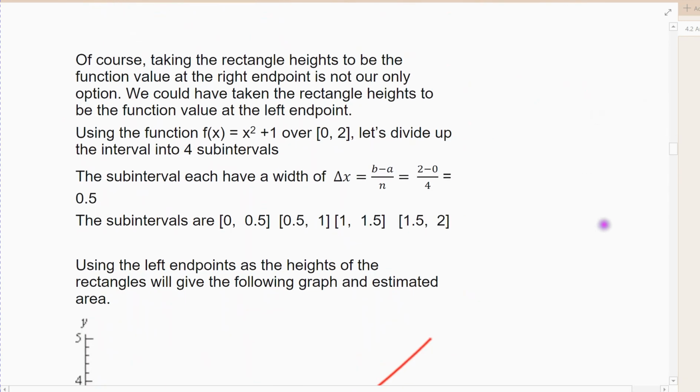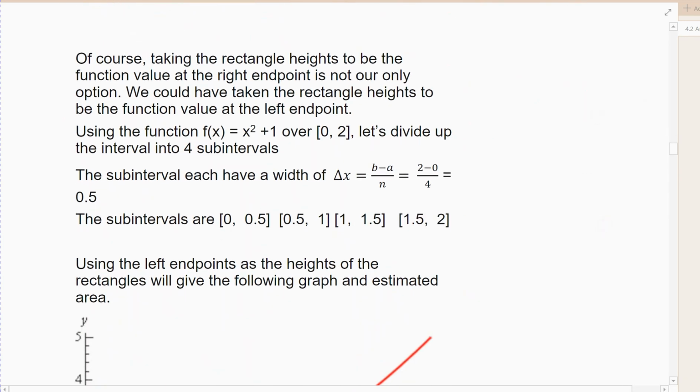Alright, so again, taking right endpoints, the function value is not our only option. The book covers this right now. Later on in 4.7 we'll cover the other one. So the left, now looking at the other side. If we take the rectangle heights instead from the right, now we're going to look at the left.